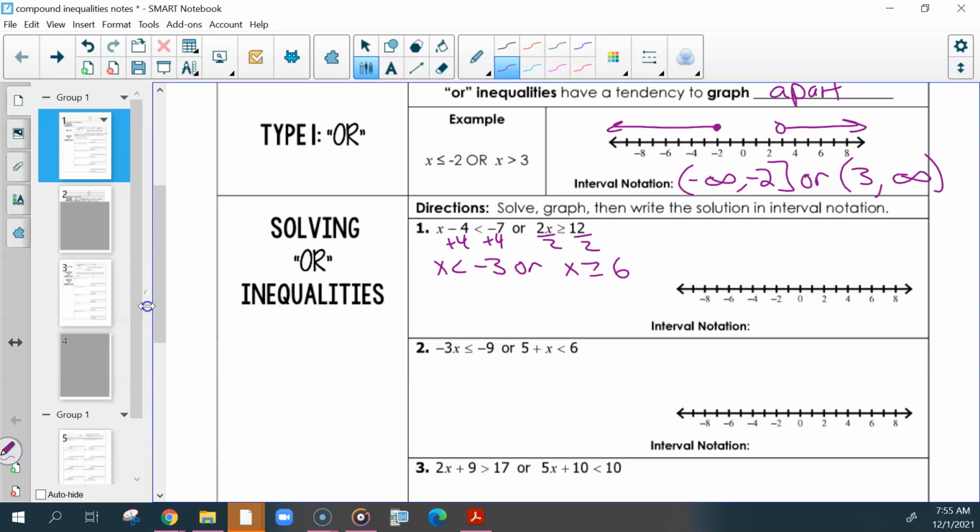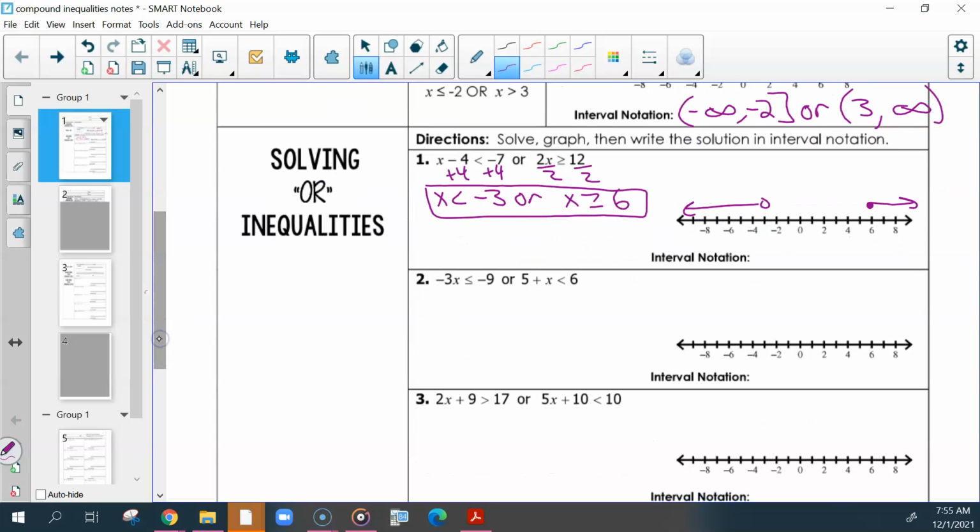Once you have your x by itself with your inequality, this would be your solution set, and you can graph those and do the interval notation. So x is less than -3 would be an open circle pointing to the left. X is greater than or equal to 6 would be a closed circle to the right. The right side inequality doesn't always go to the right. Sometimes it'll go to the left if we happen to switch signs or something like that. Same thing with the left. It won't always go to the left. Sometimes it'll go to the right. So don't assume that.